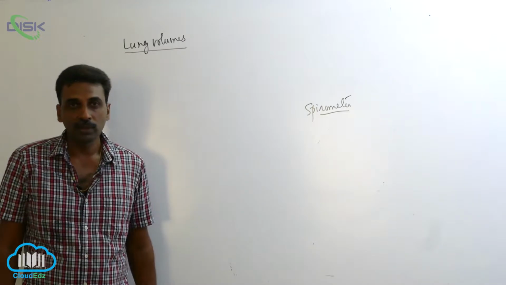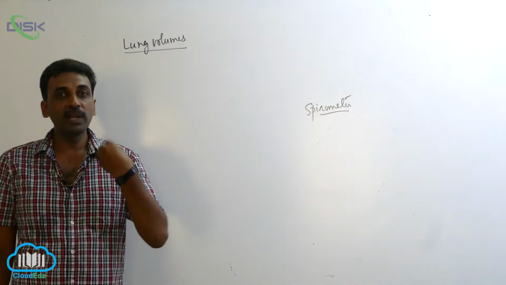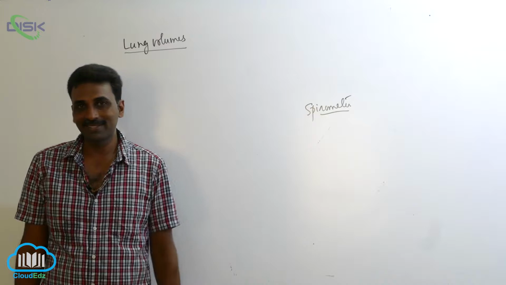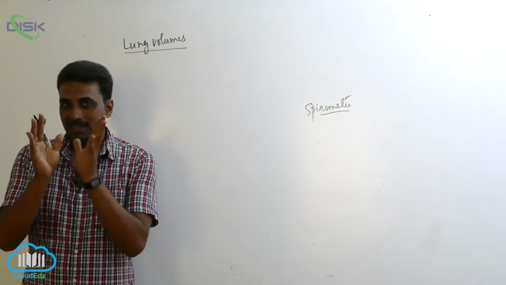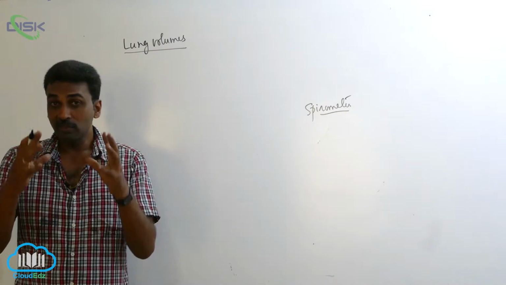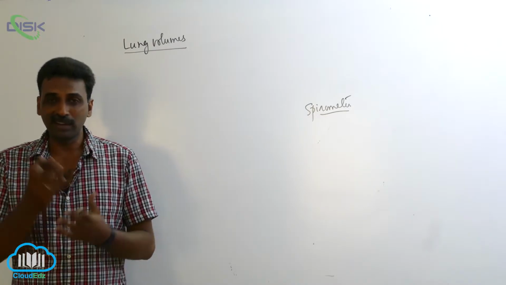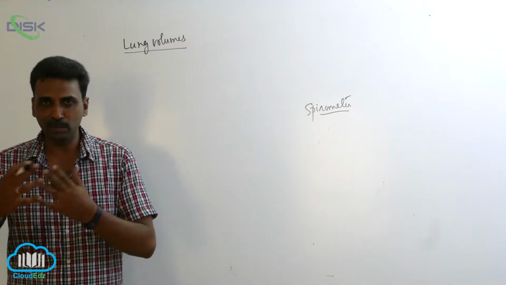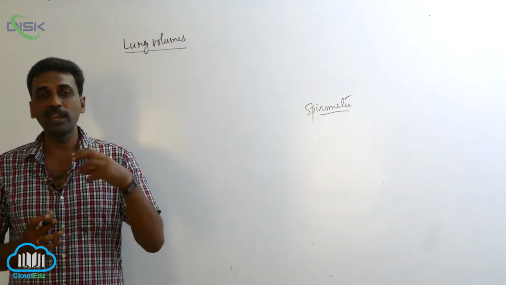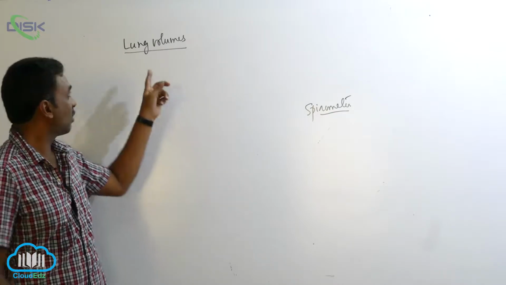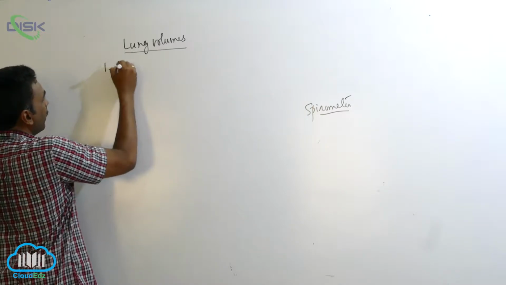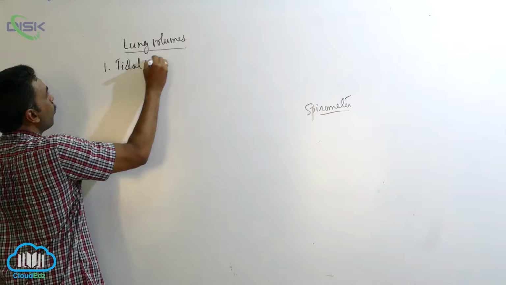Lung volumes. Volumes of air breathed in by a person under static positions of thorax. At a particular static position of the thoracic region, how much air a person has taken in or pushed outside, under specific static conditions, what is the amount of air present inside the lungs? It is called lung volumes. It includes tidal volume.